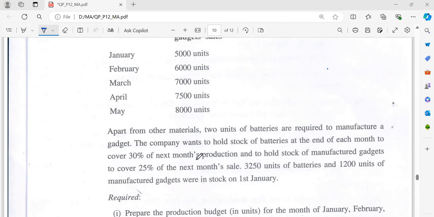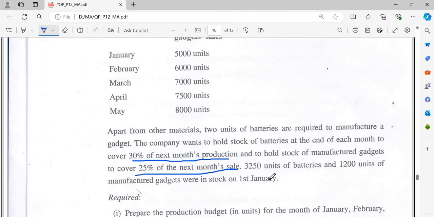So here many will get confused. In case of batteries, we need 30% as closing stock, that is of next month's production. And in case of gadgets, we need a closing stock of 25% of next month's sales. So both are different. 3,250 units of batteries and 1,200 units of manufactured gadgets were in stock on 1st January. That means this is opening stock.